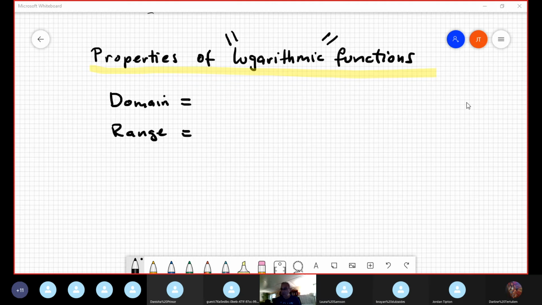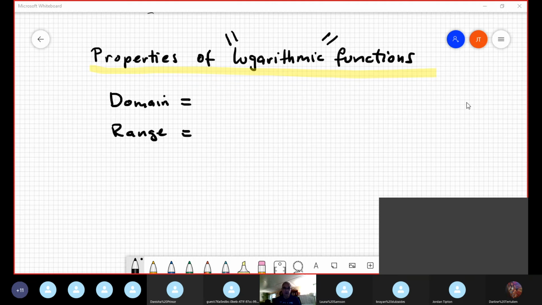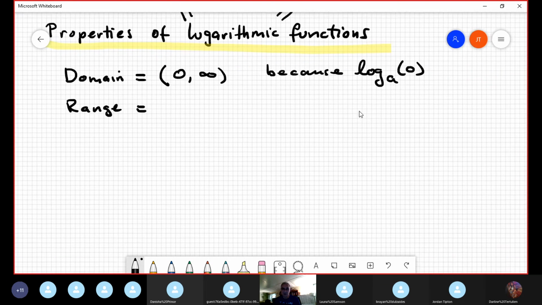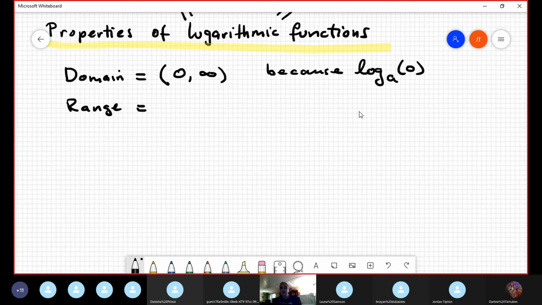Yes. Okay, good. So, the domain is from 0 to infinity. Do not include 0, because the logarithm of any base, I don't care, we have no restriction with the base, of 0 is totally undefined.